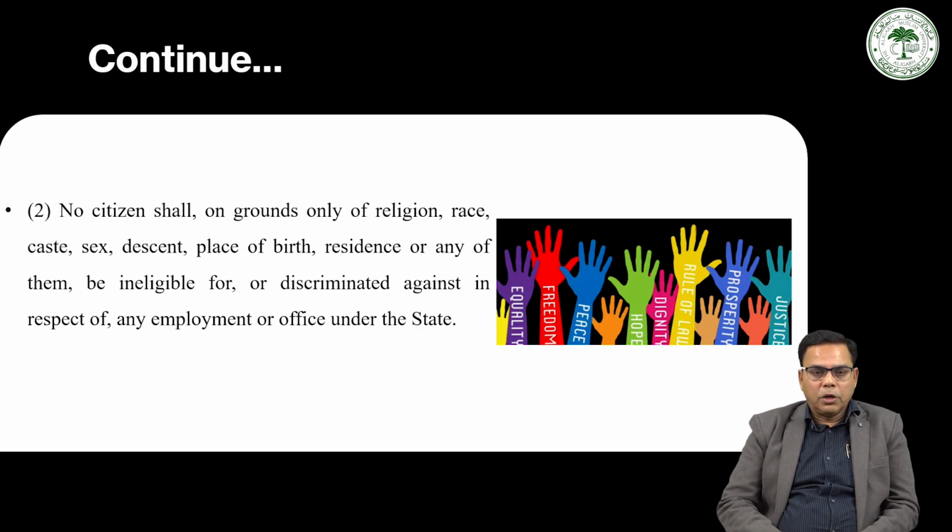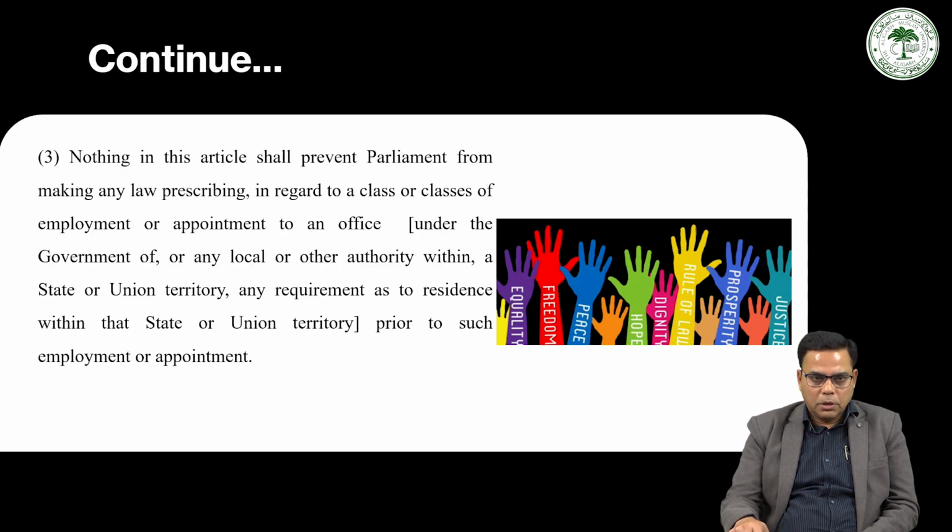No citizen shall, on grounds only of religion, race, caste, sex, descent, place of birth, residence, or any of them, be ineligible for or discriminated against in respect of any employment or office under the state. Then nothing in this article shall prevent Parliament from making any law prescribing, in regard to a class or classes of employment or appointment to an office under the government of or any local or other authority within a state or union territory, any requirement as to residence within the state or union territory prior to such employment or appointment. This is the exception that is being made.